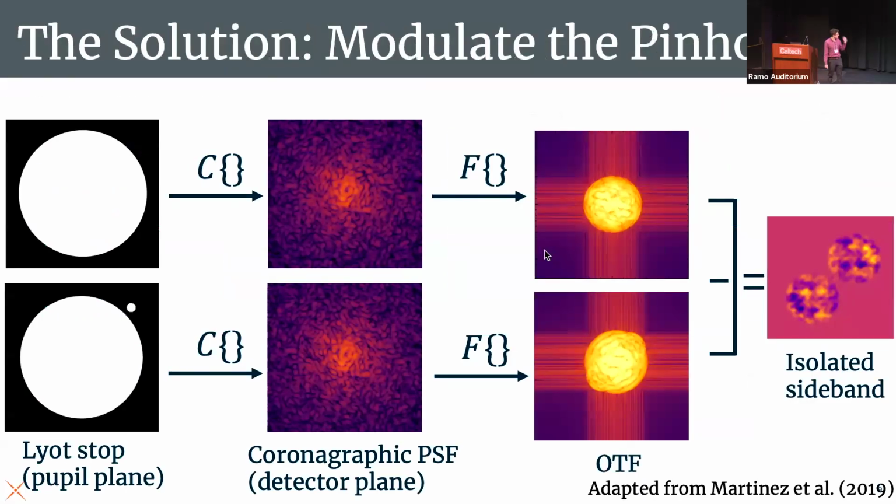So the solution is what we call modulation, where if you take one image with your pinhole unblocked, you get your fringes, and then you can take another image with your pinhole blocked, and you just get your central lobe. And by subtracting the two, you can effectively isolate your sidebands.